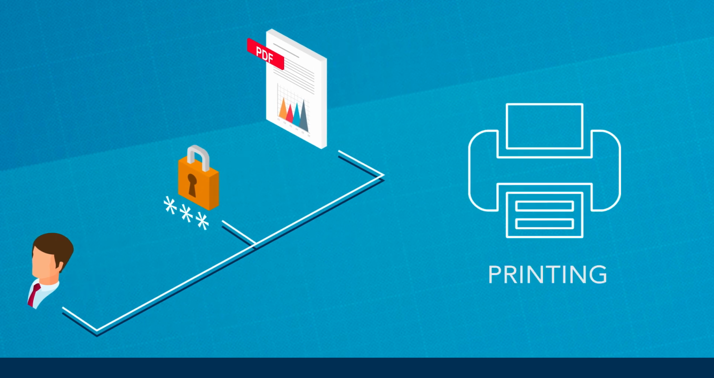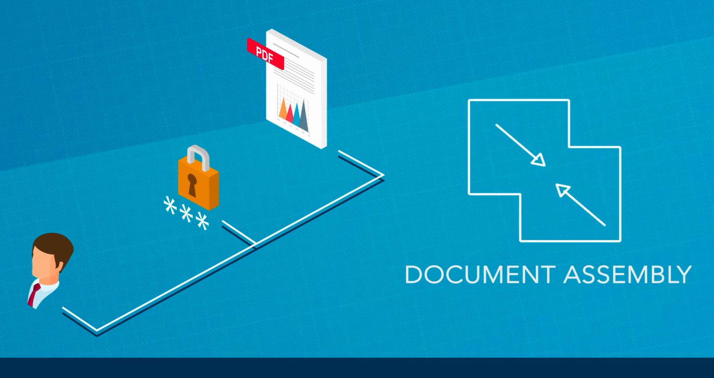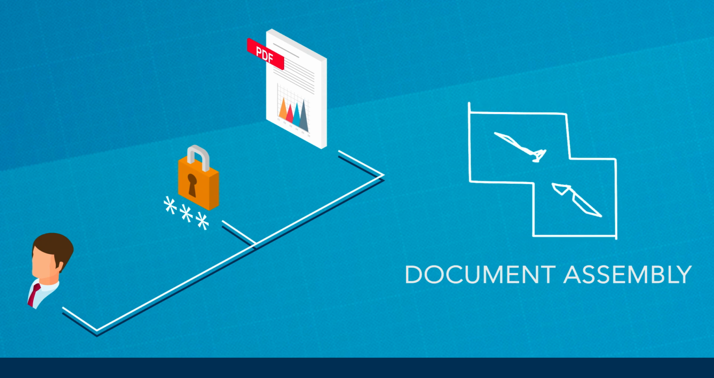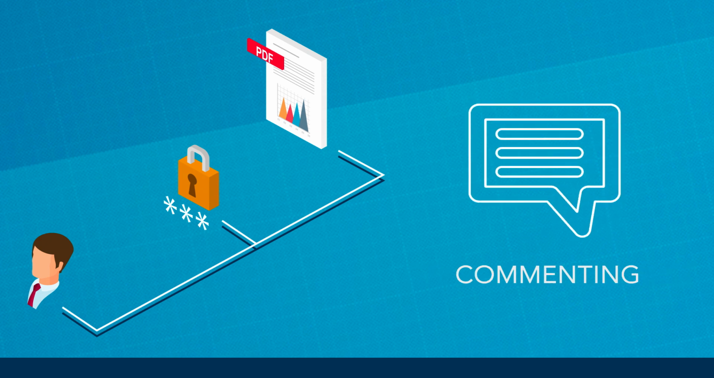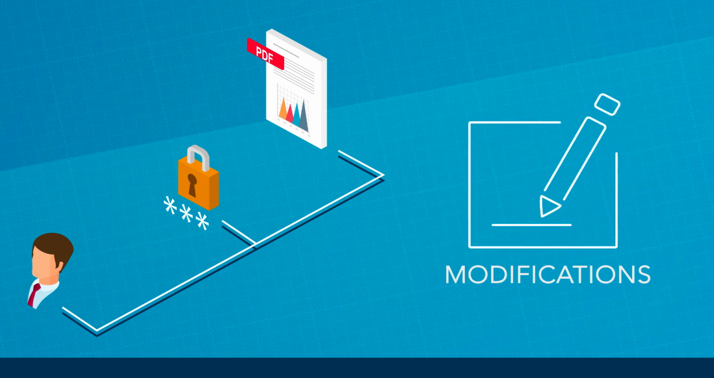printing to disable document printing, content copying to disable content copy, document assembly to avoid document changes within a document organization, split, add new pages, merge, etc. Commenting to disable document notes and annotations, form fields filling to protect document form fields from filling, modifications to disable document editing.